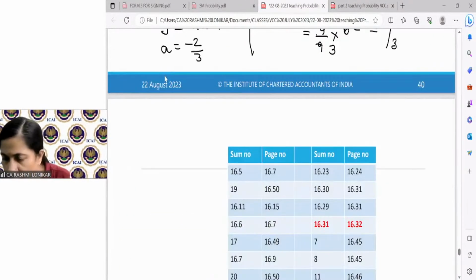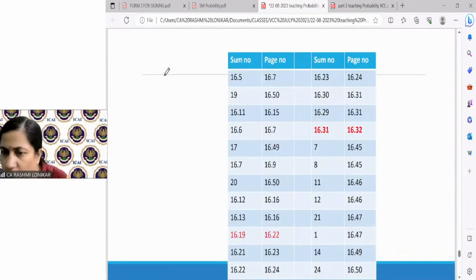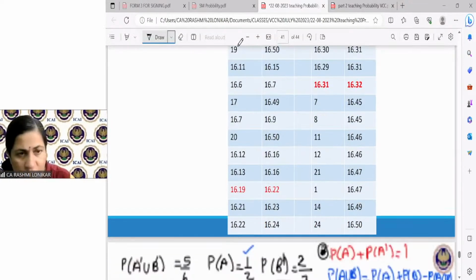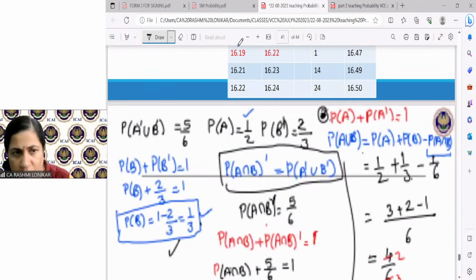Okay, these are the sums. If you can follow this order, that is okay. Otherwise, you can do it whichever way you feel is okay for you.